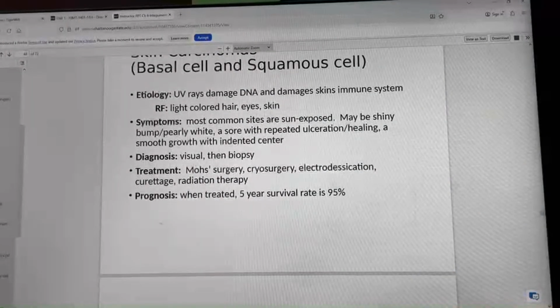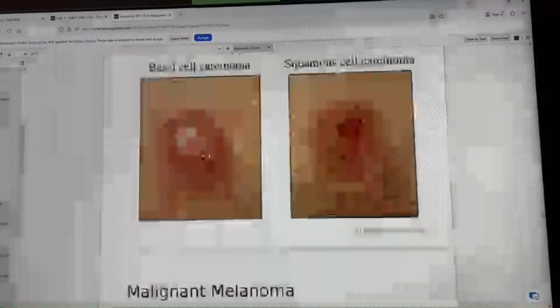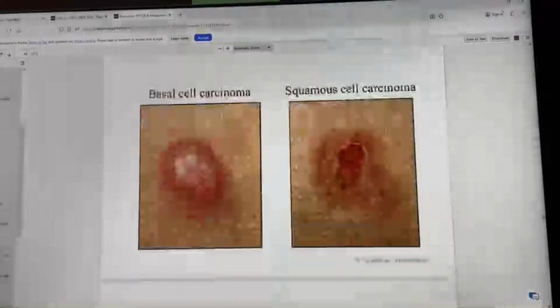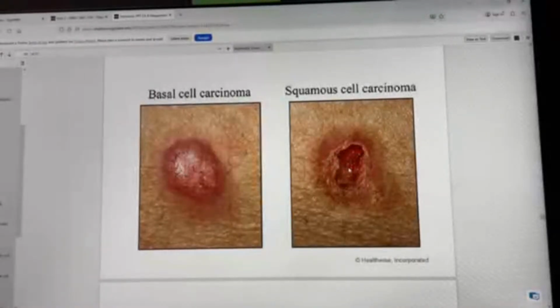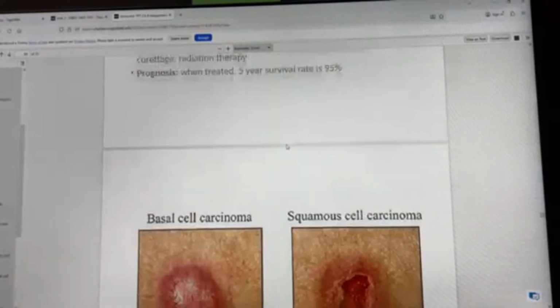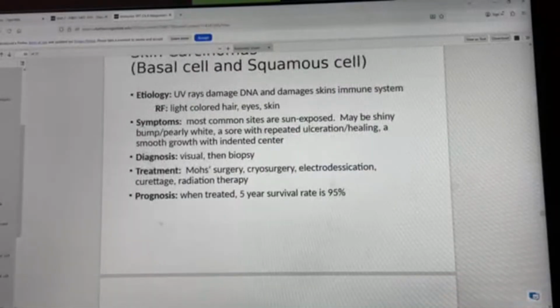Yeah, so basal cells look like a shiny bump, maybe pearly white. That's usually the basal cell. The squamous cell usually has an ulcer, kind of like an indent in the middle, and it will heal and then get worse again, heal and get worse again. So that's a repetition of ulceration and healing.